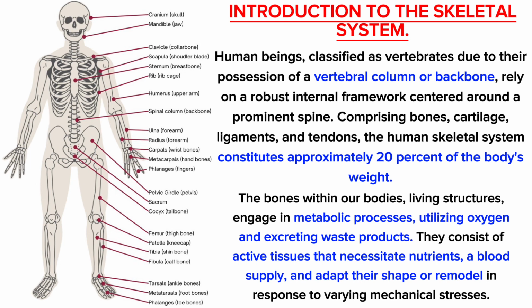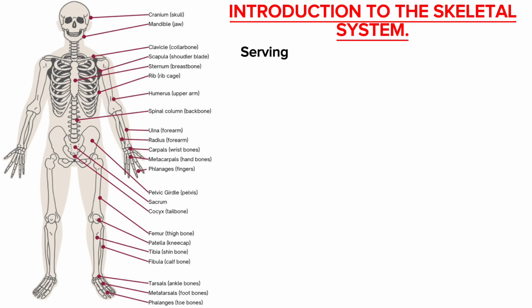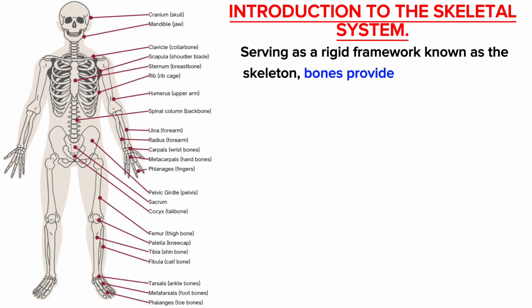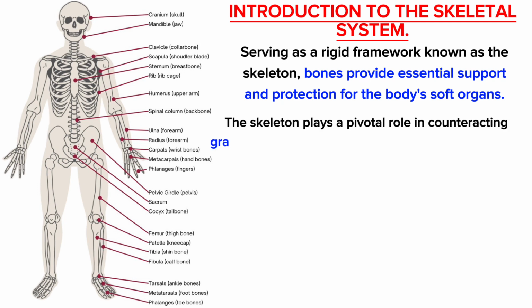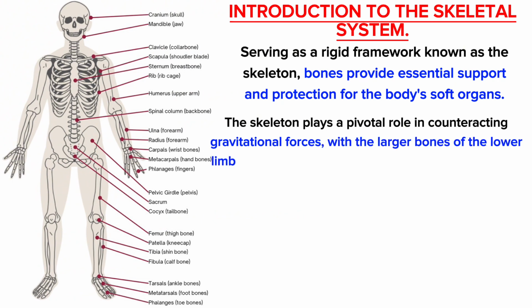We move to the next part. Serving as a rigid framework known as the skeleton, bones provide essential support and protection for the body's soft organs. So that is also another function of the bones in our bodies. The skeleton plays a pivotal role in counteracting gravitational forces, with the larger bones of the lower limbs bearing the weight of the trunk during standing.